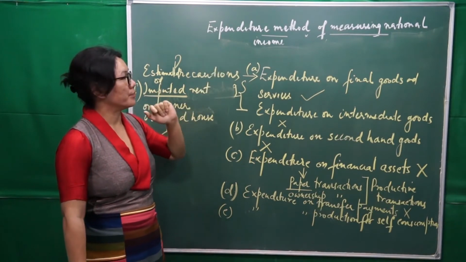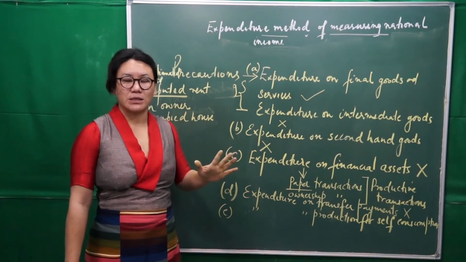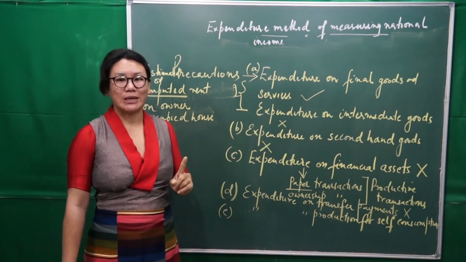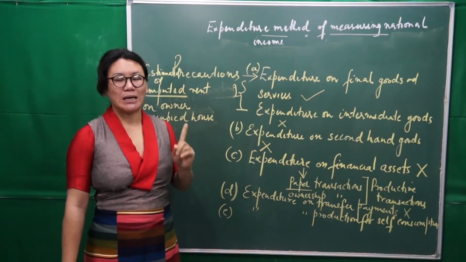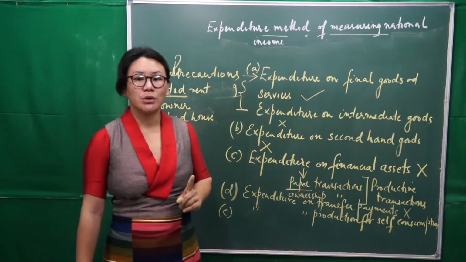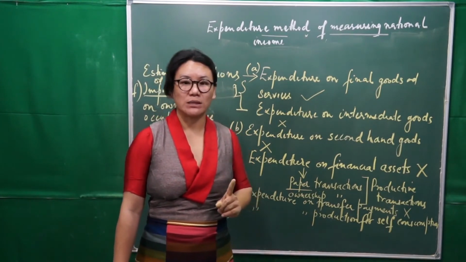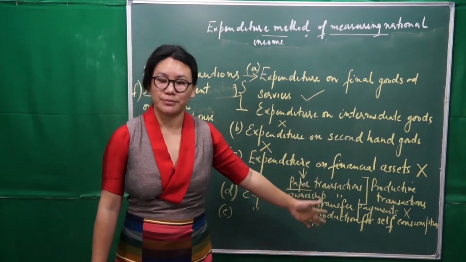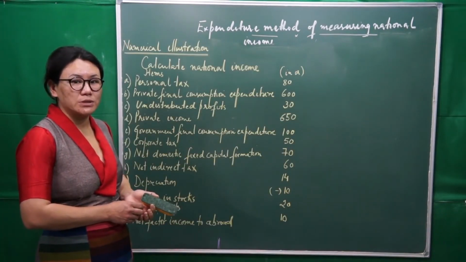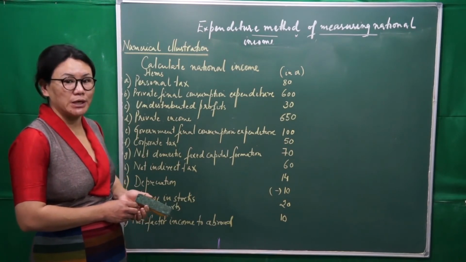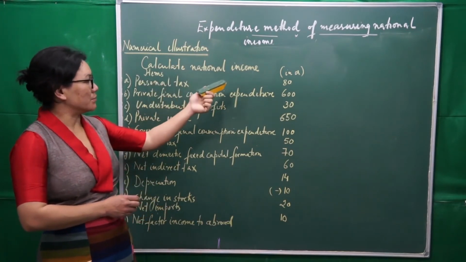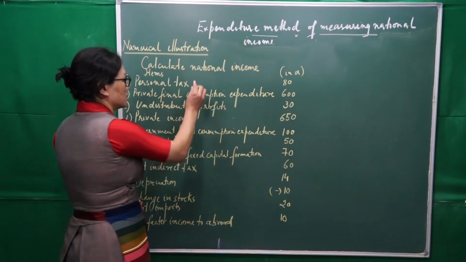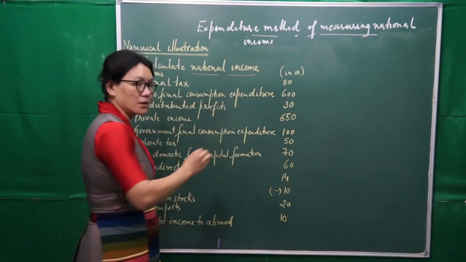Alright? Okay. Now, next, what I will do is I'll take up one numerical problem and I'll show you how to use the theoretical information in solving numerical illustrations. Alright? So, one numerical illustration on this method. Calculate national income using the following data. Now, it's given here: national income.